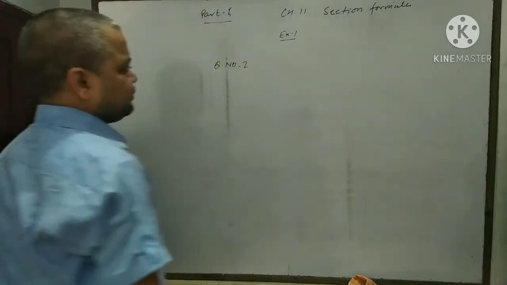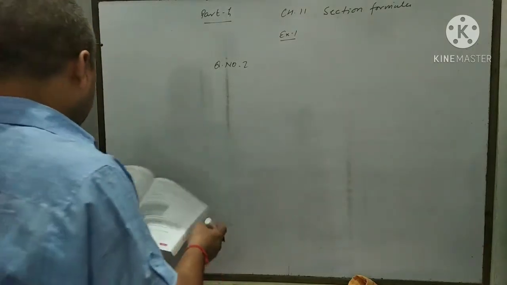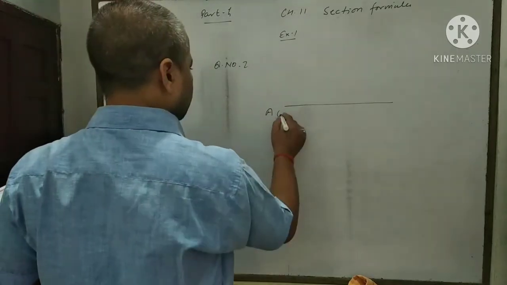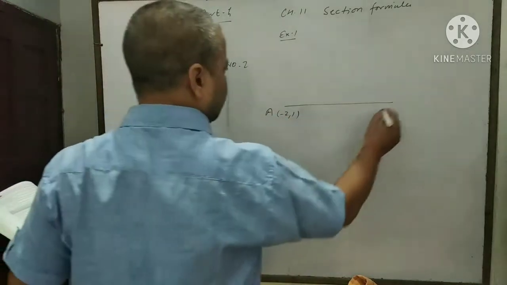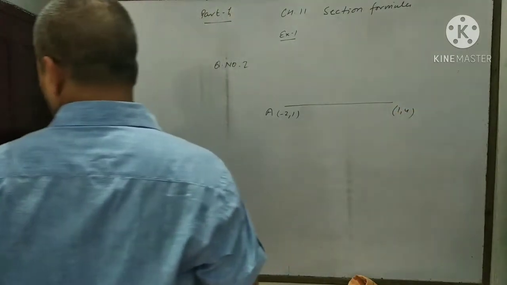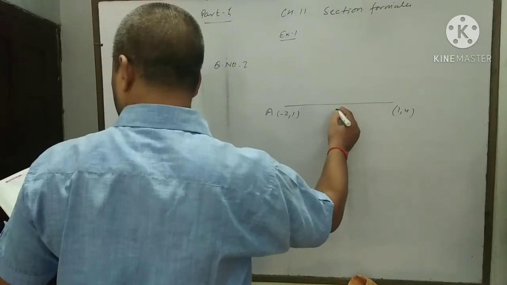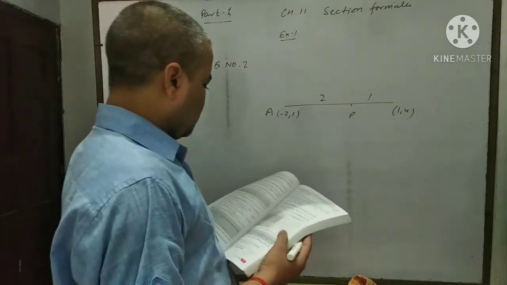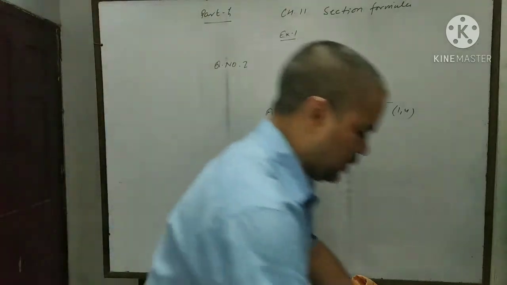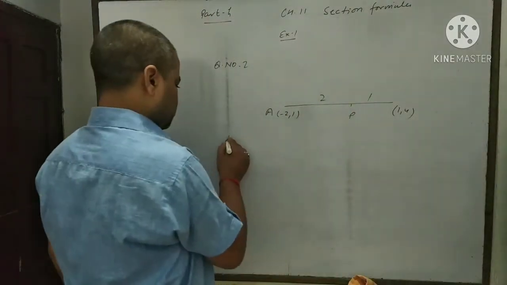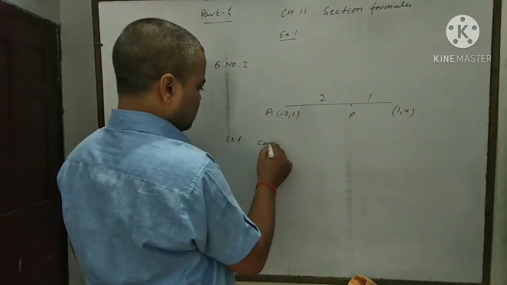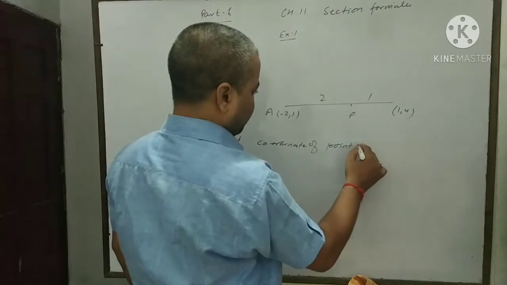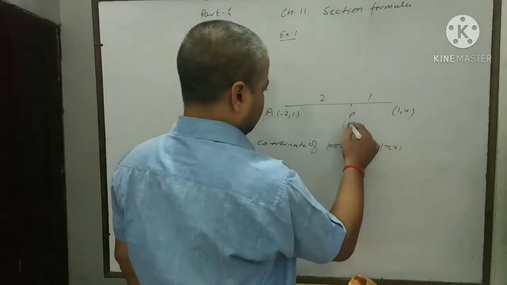Question number two. What is the question? There is a line segment AB where A coordinate is given, that is -2 and 1. B coordinate is given 1 and 4, and point P divides it in ratio 2:1. Calculate the coordinate of the point P. We have to calculate. So let the coordinate of point P be x, y.